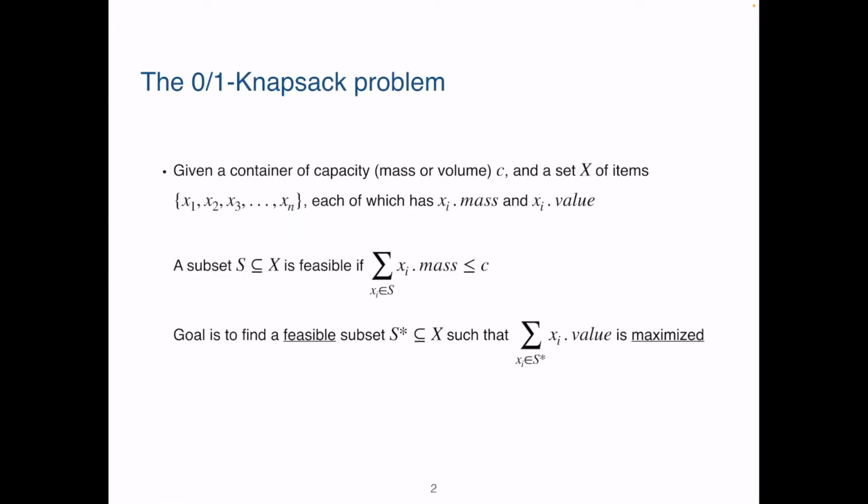Given a container of a certain capacity, either mass or volume C, and a set X of n items, each of which has its mass and value, our goal is to find a feasible subset of X such that its total value is maximized. A subset S is feasible when its total mass is no greater than the limit C. 0-1 here means that we either include an entire item or not include it. So it's either 0, not selected, or 1, selected.